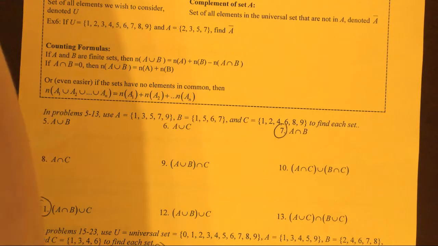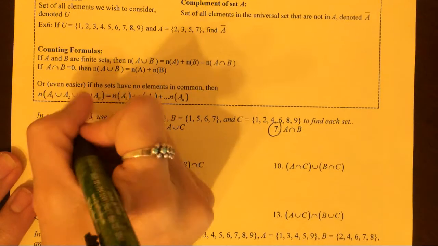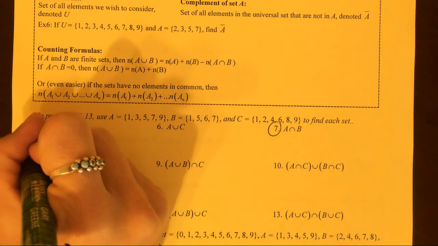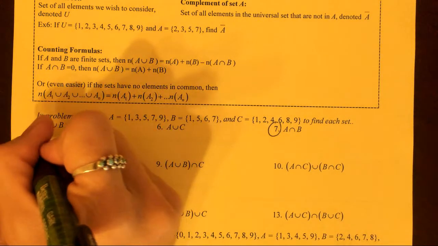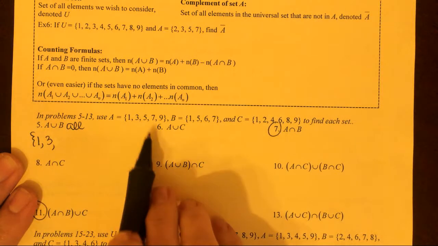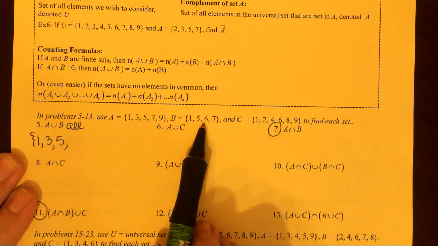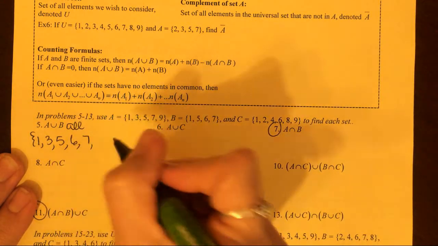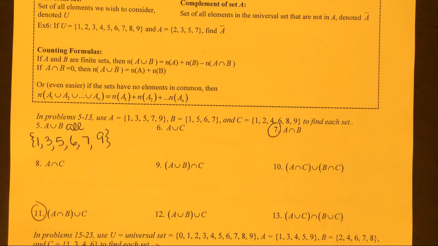So on number 5, they simply want me to find the union. So again, when they ask you to find the union, you're going to list all of them, but don't do repeats. So they want the union of A and B. We have a 1 and a 1, but I just write it once. A 3. They both have a 5, but again, I just write it once. A 6, 7, and 9. So it really is that simple. You just go list them all.